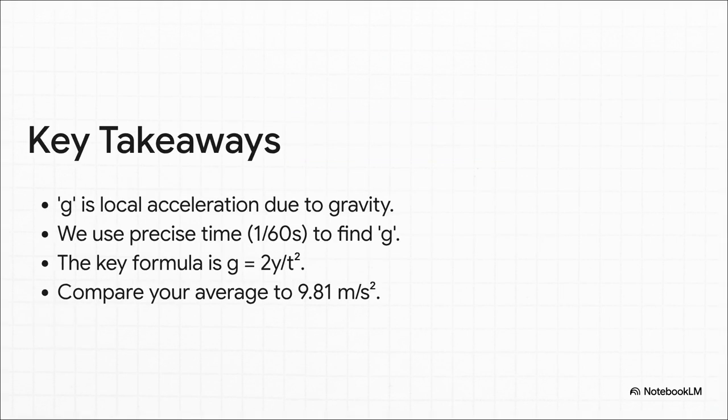So let's just quickly recap the big ideas. We're here to find g, our local gravity. The whole trick is using that spark timer to get super precise time and distance measurements. The formula that does all the heavy lifting is g equals 2y over t squared. And finally, you wrap it all up by averaging your results and checking your accuracy with percent error.